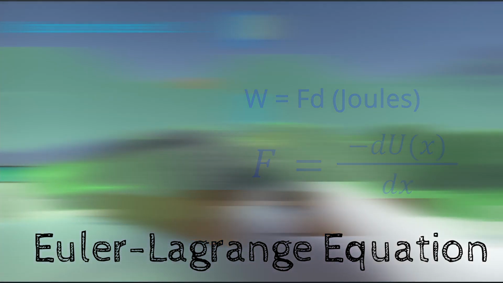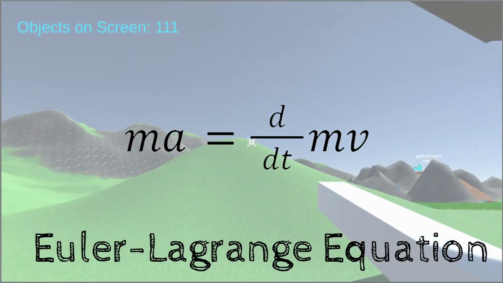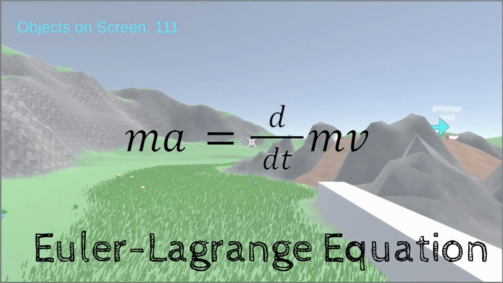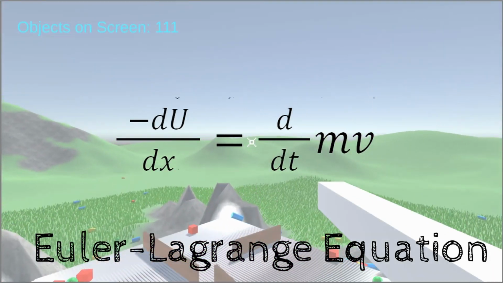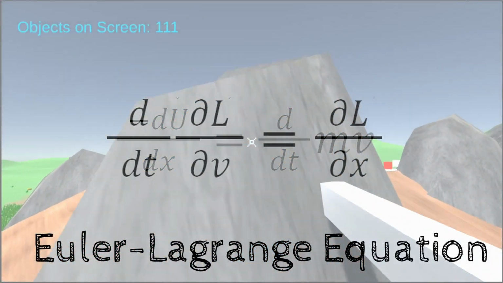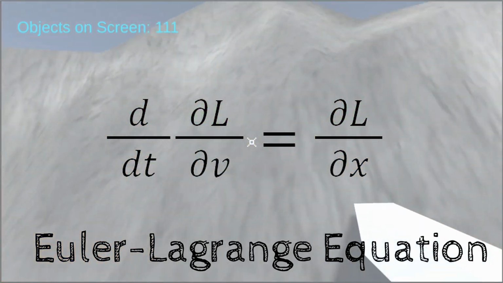Then we can obtain this ma part by taking the derivative of mv with respect to time, because doing so turns velocity to the rate of change in velocity, or acceleration. So our final equation is here. Now we just plug in everything from before, and that's the very simplified way to derive the Euler-Lagrange equation.